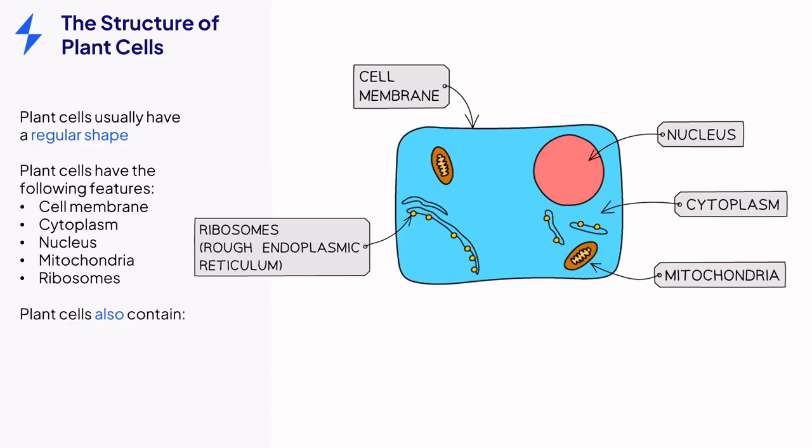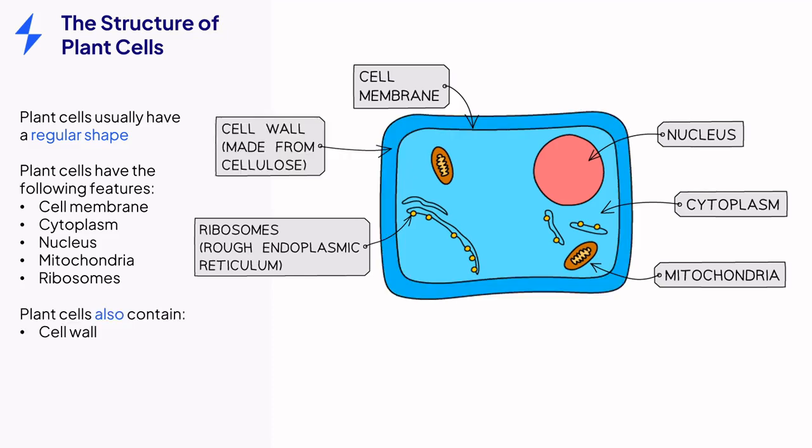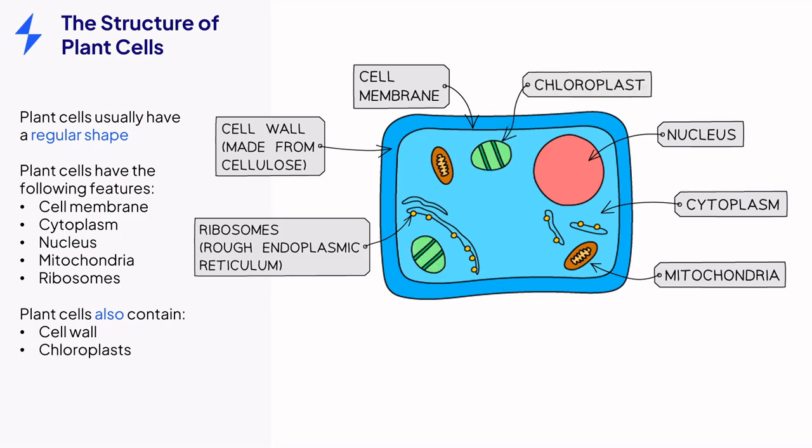They have an outer layer known as the cell wall. In plant cells, the cell wall is made of a material called cellulose, and it provides strength and structural support to the cell, giving plant cells their regular shape. Chloroplasts are large structures which contain a green pigment called chlorophyll. They are the site of photosynthesis, producing sugars for the plant.